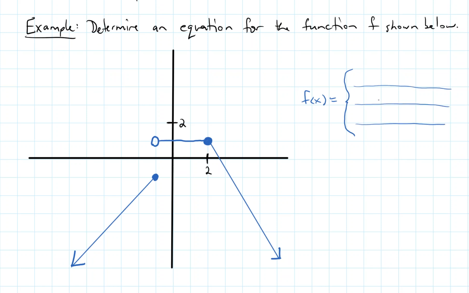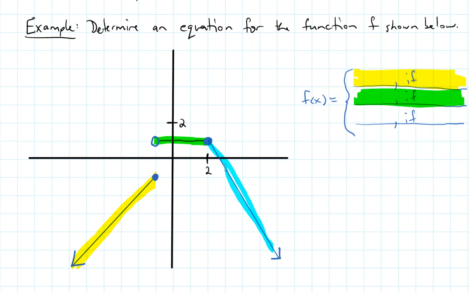So you write the output formula first, and then you put a comma, and then you say if or for, either way is fine, and you describe which x values you use for that output formula. So what we're going to do here is we're going to have three pieces. The yellow piece is going to be the first one. The green piece will be the second one, let's say. And then the blue piece will be the third one.